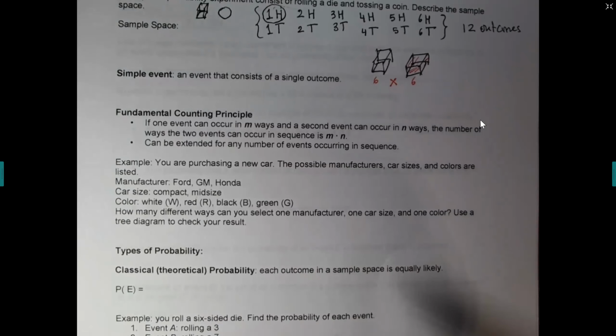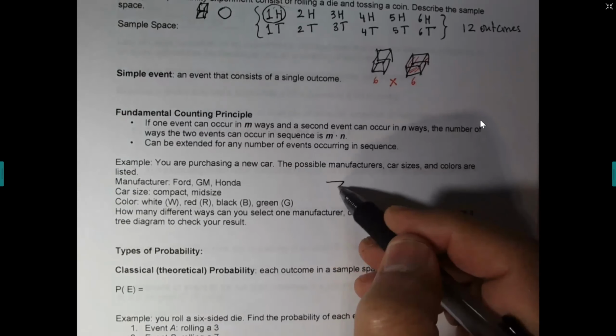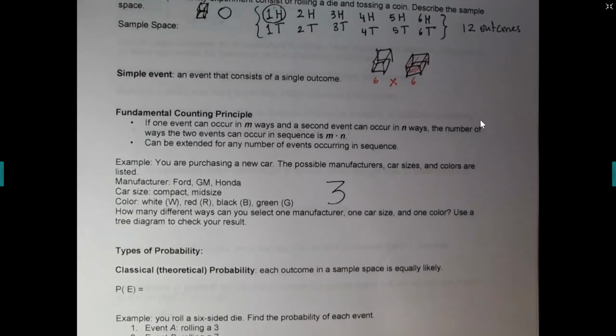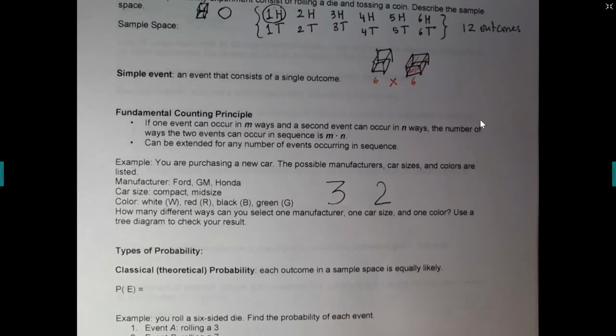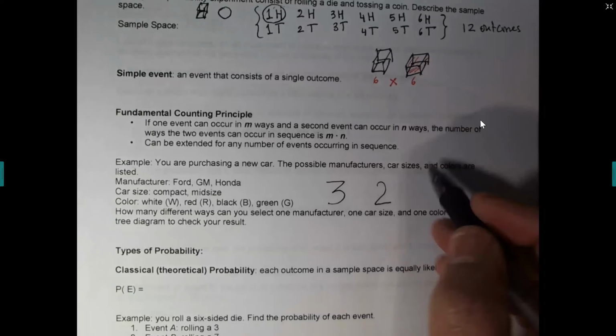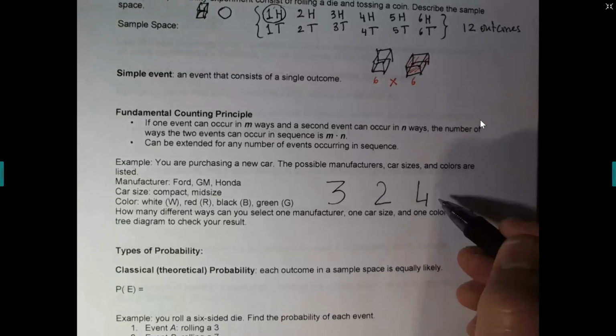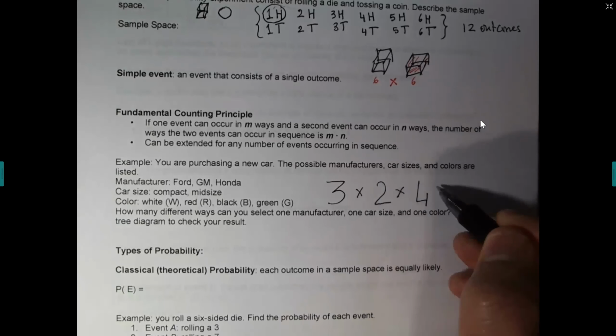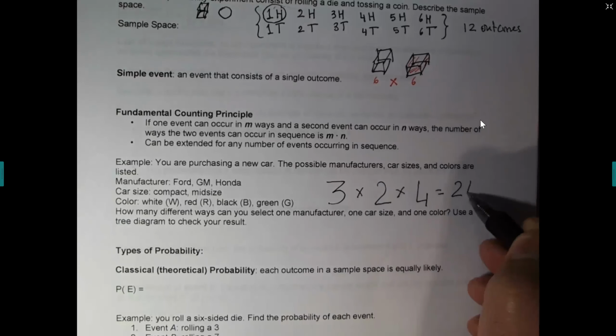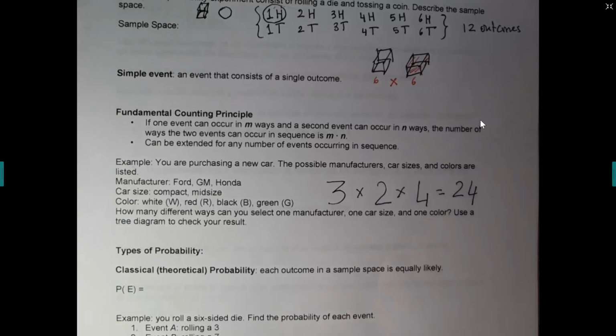How many manufacturers do we have, guys? We have 3. And how many sizes we have? We have 2. And how many colors we have available? We have 4. And what is the operation that I'm going to put in between? Multiplication, guys. You have 24 choices. And the answer is 24. You don't need to list them.